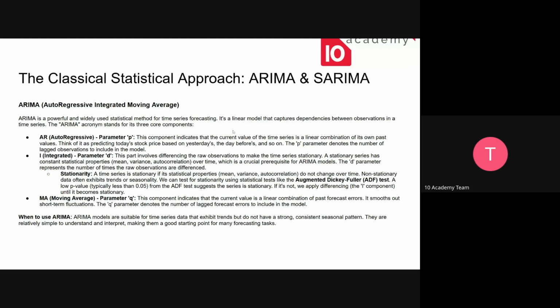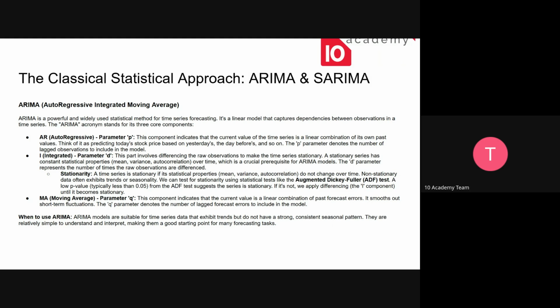The other parameter that describes the model is I, which is integrated. This part involves differencing the raw observations to make the time series stationary. A stationary series has constant statistical properties, which are the mean, variance, and autocorrelation over time, which is a crucial prerequisite for ARIMA models. The D parameter represents the number of times the raw observations are differenced.